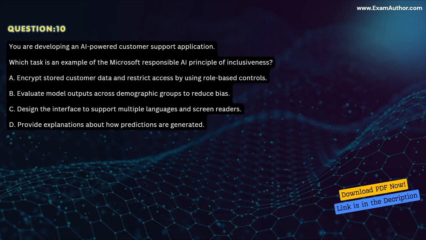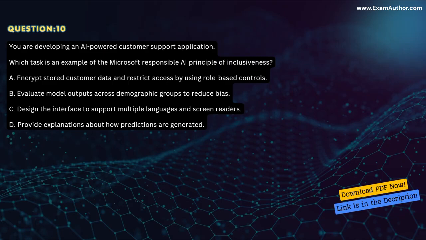Question 10. You are developing an AI-powered customer support application. Which task is an example of the Microsoft Responsible AI principle of inclusiveness? A. Encrypt stored customer data and restrict access by using role-based controls. B. Evaluate model outputs across demographic groups to reduce bias.